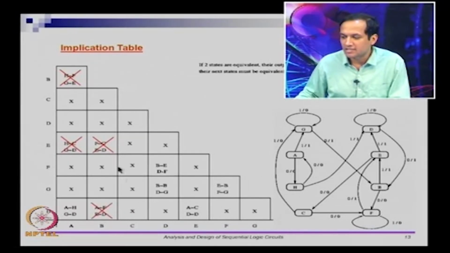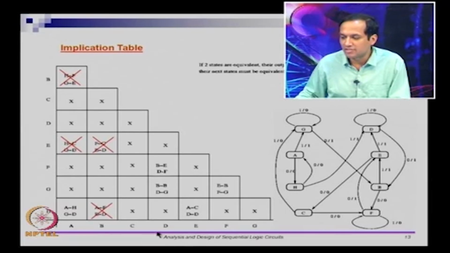This column says C is not equivalent to anything, right. You know that from this column C is not equivalent to anything, and from this row also C is not equivalent to A and B either. So C is not equivalent to any state at all. Let us look at this column.